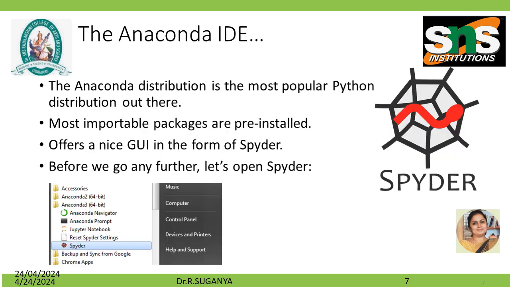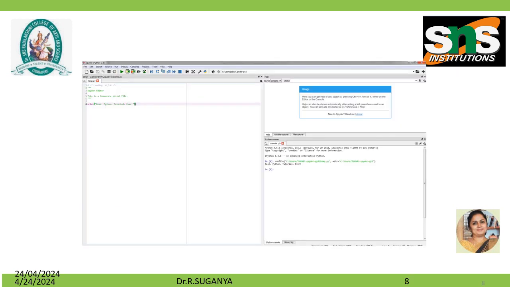The Anaconda IDE. The Anaconda distribution is the most popular Python distribution, and the most important packages are pre-installed. It offers a nice graphical user interface in the form of Spyder. Here we can see the Spyder software, where the icon is like a spider, and the code can be typed directly into the notepad.